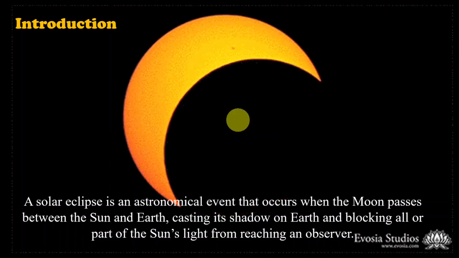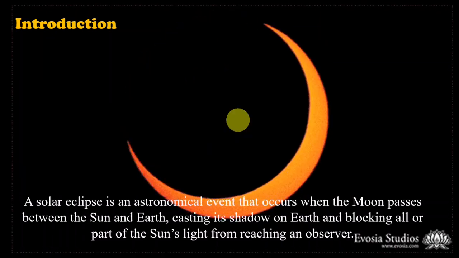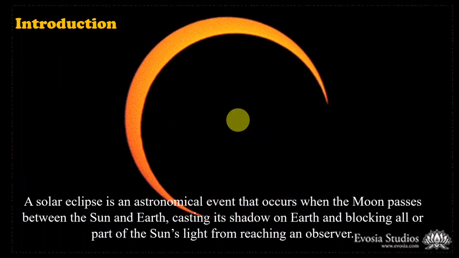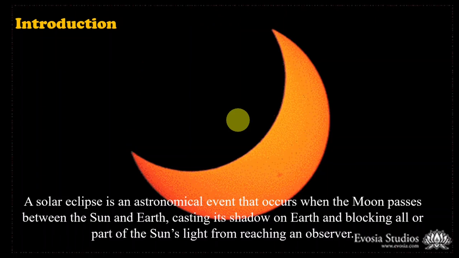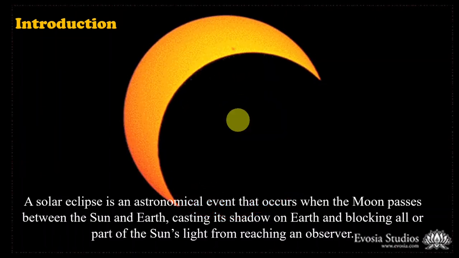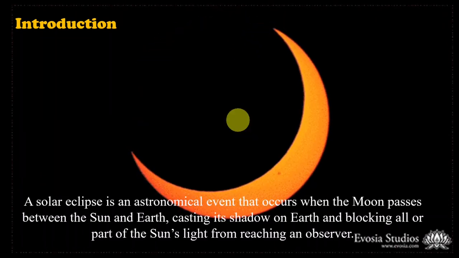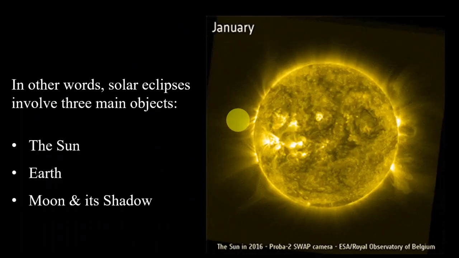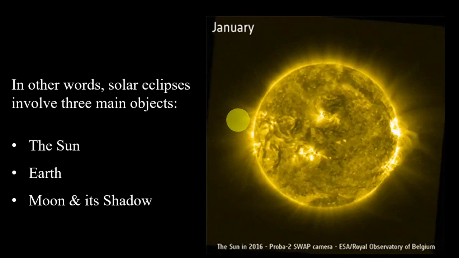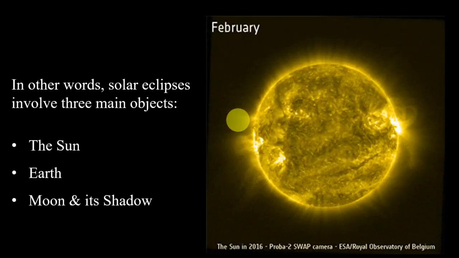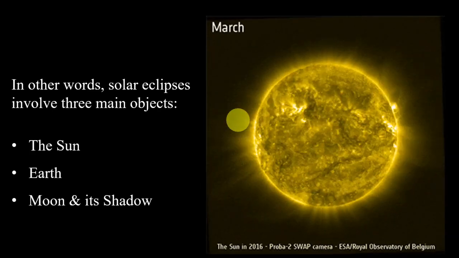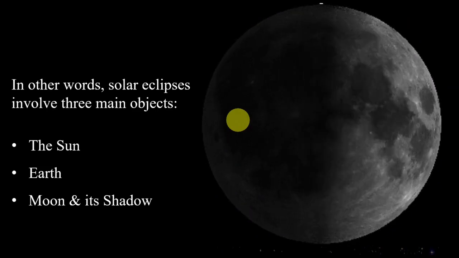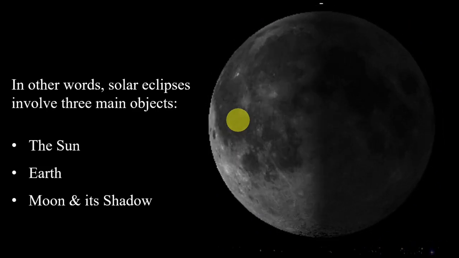Because if I talk about the meaning of solar eclipse without including this shadow factor, you may go out with a very wrong perception about the solar eclipse. So it is actually a shadow thing. I'm going to emphasize that in the preceding slides. So in other words, to have a solar eclipse, you're going to need three ingredients. You're going to need the sun, you're going to need Earth, you're going to need the moon and its shadow.